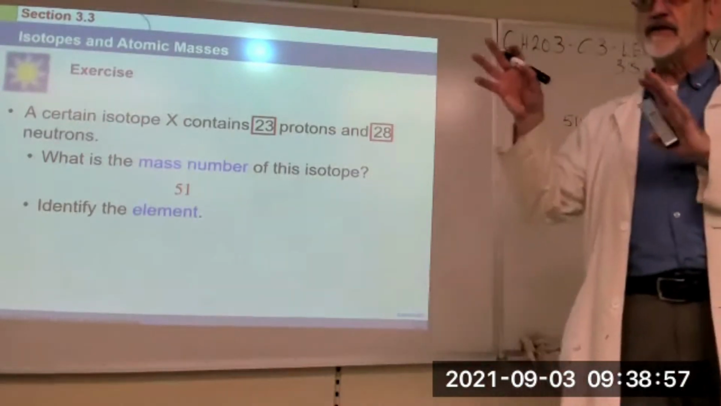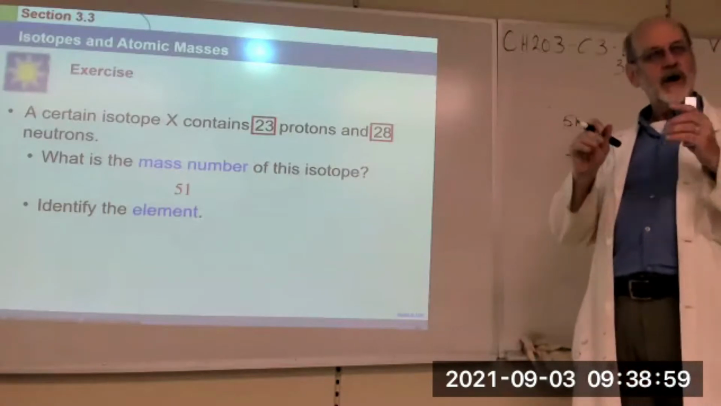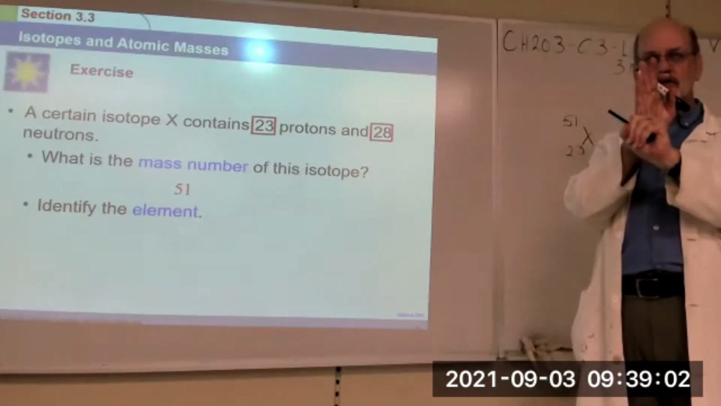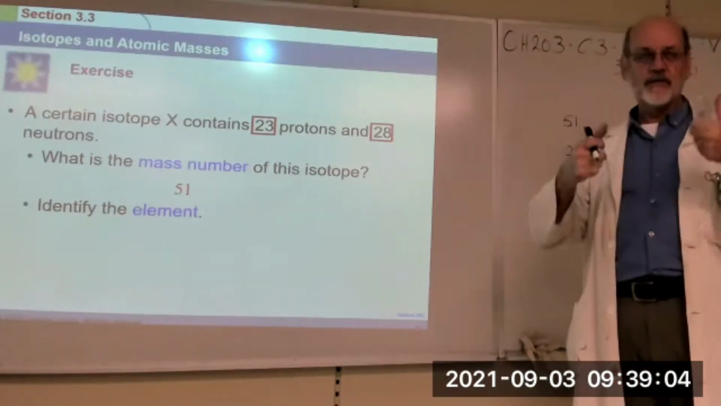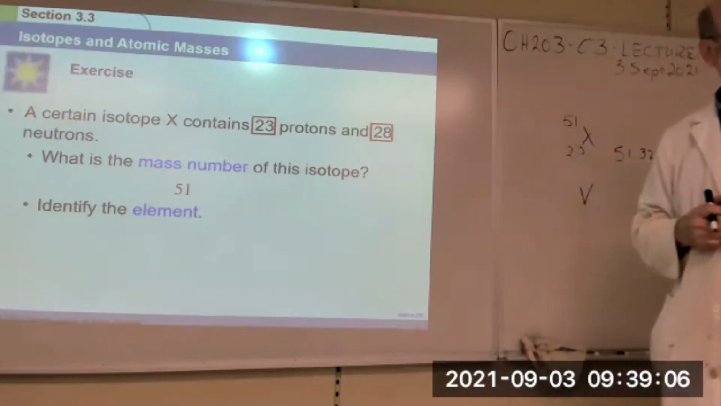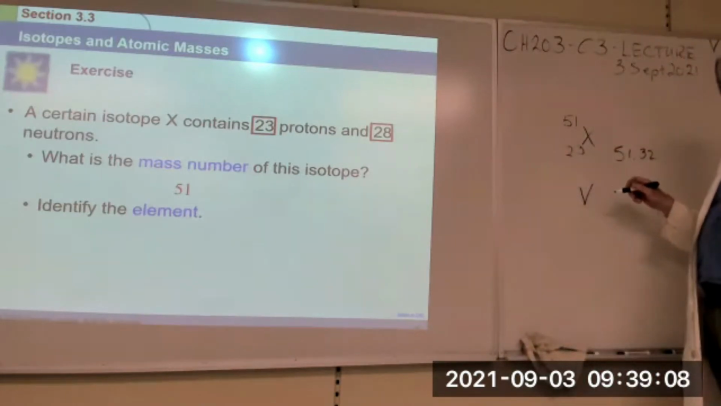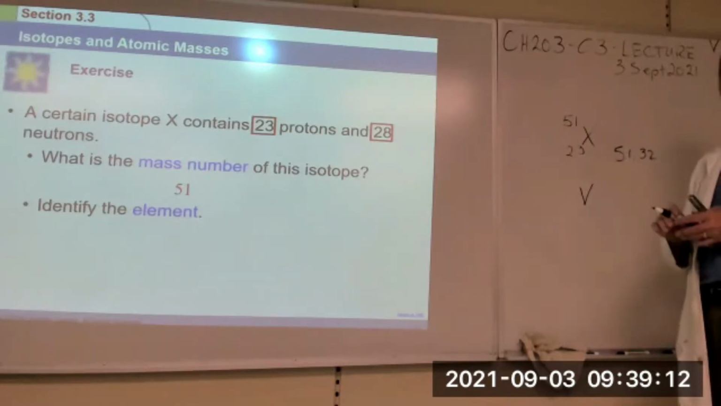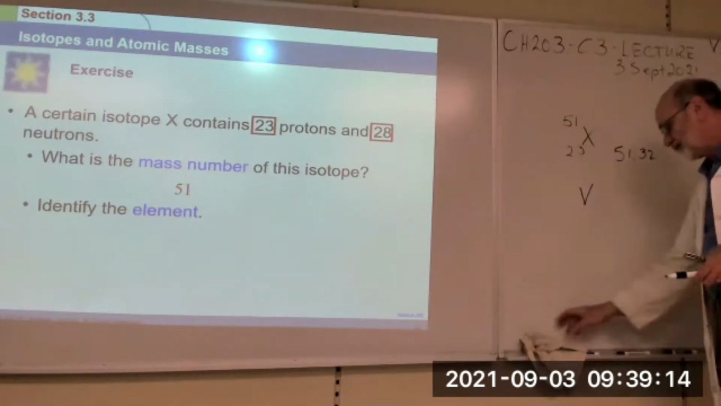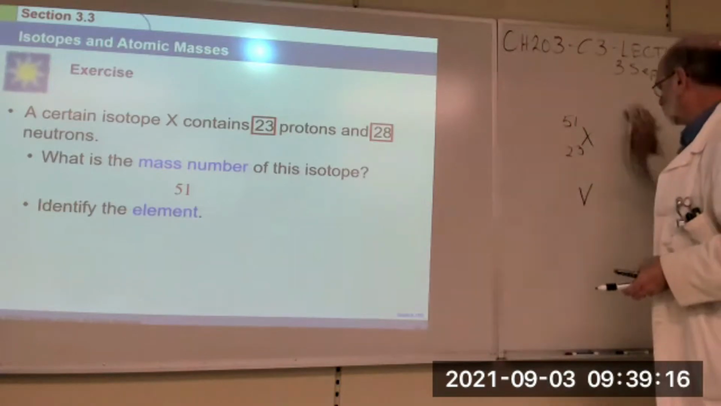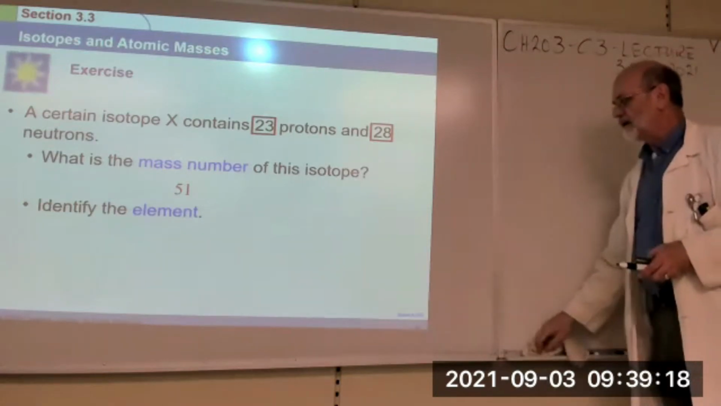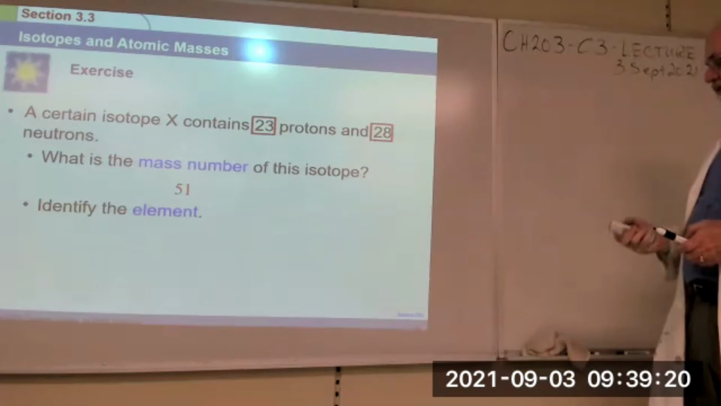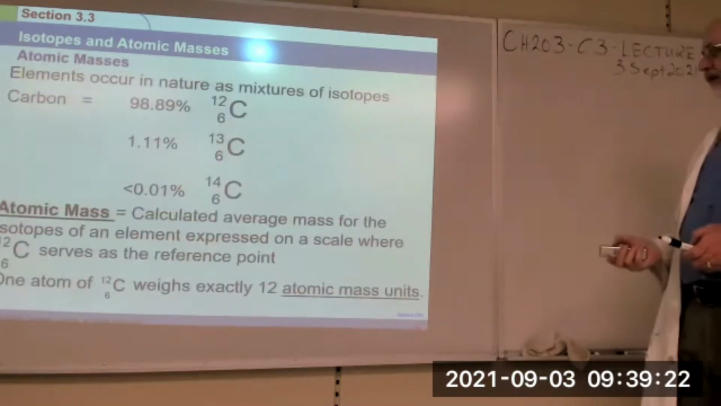There are only a couple of places in the periodic table where the weights are so close together that it's kind of a flip of a coin. But for most investigations, if you know the atomic weight, you can usually find the element too. All right. There it is, vanadium.